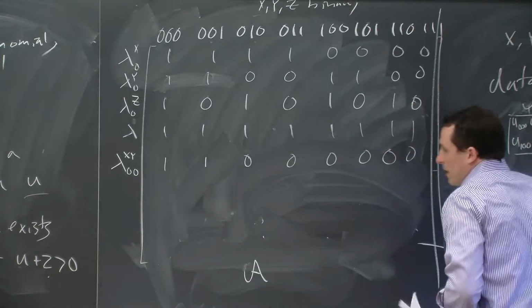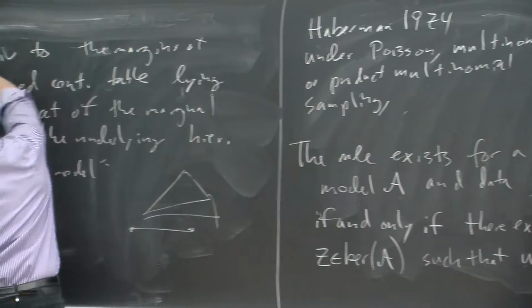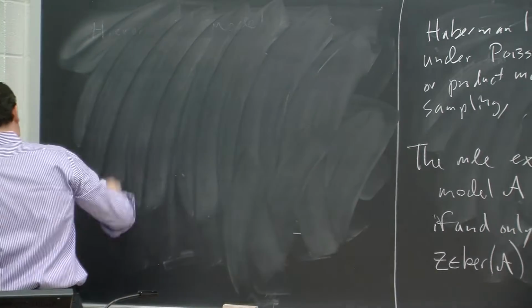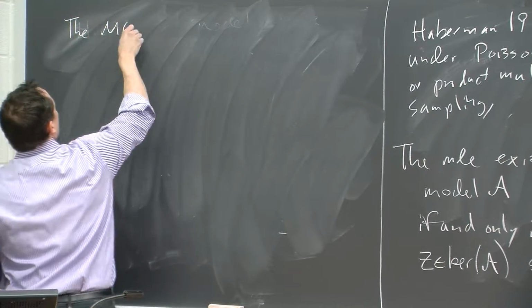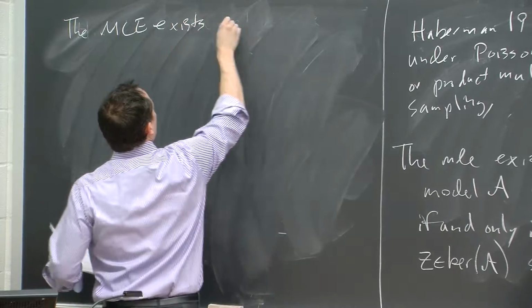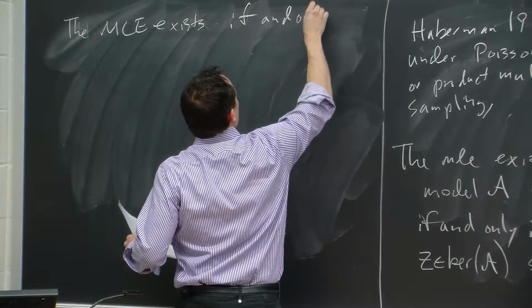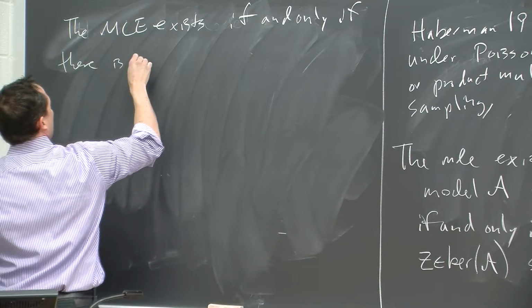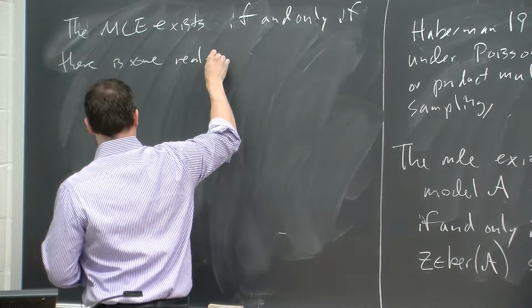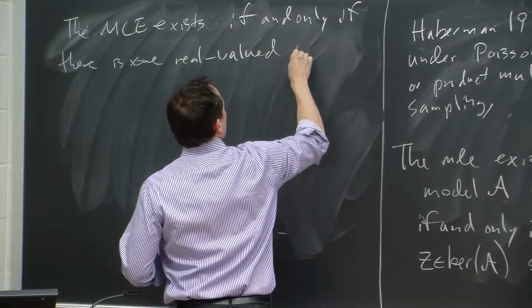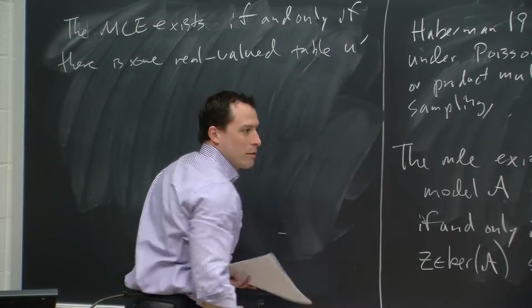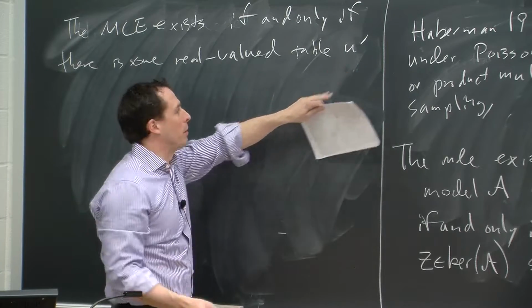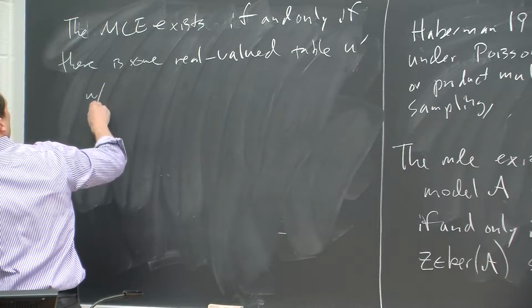So another way of saying that is, the MLE exists if and only if there is some real valued table U prime. I started with U, which was my true table. I have a new table U prime, which I'm not requiring to be counts. They're allowed to be just real numbers. U prime with strictly positive entries.